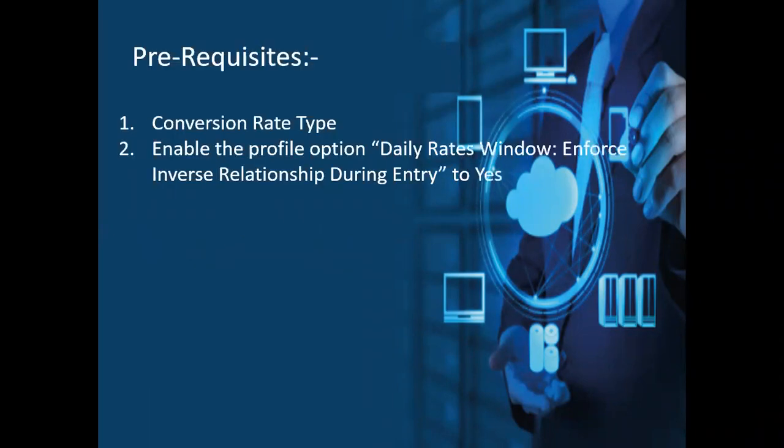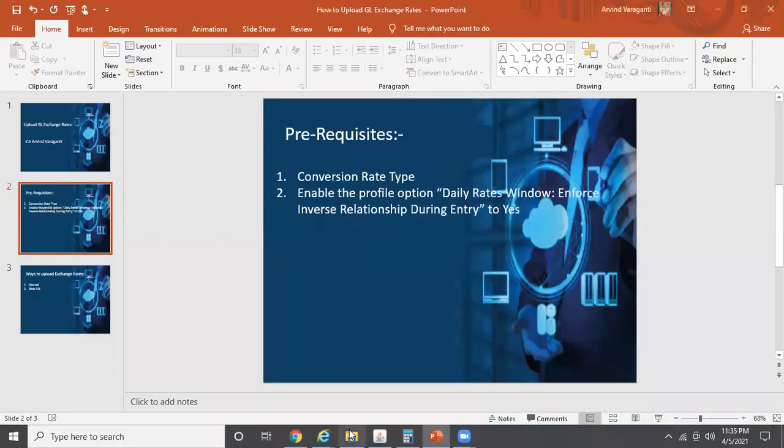The prerequisite is, first you should ensure that there is a conversion rate type defined in the system, and you should also enable a profile option, Daily Rates Window: Enforce Inverse Relationship During Entry, to yes. First, we'll talk about this conversion rate type.